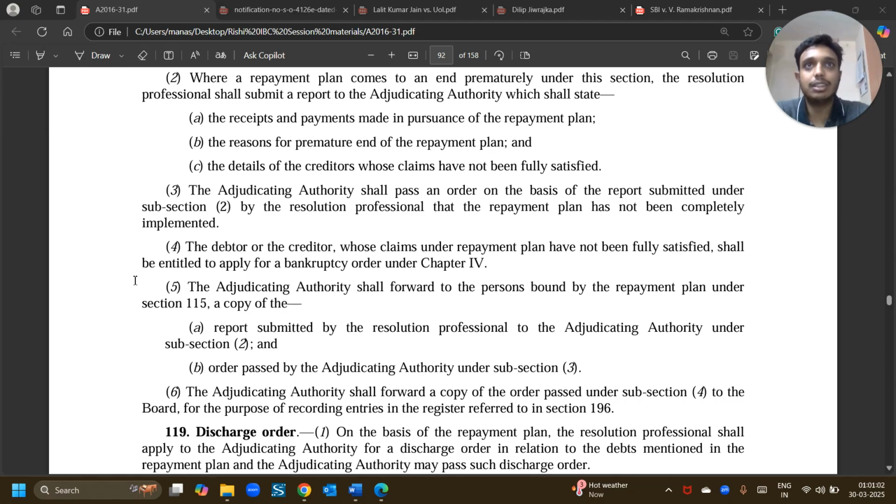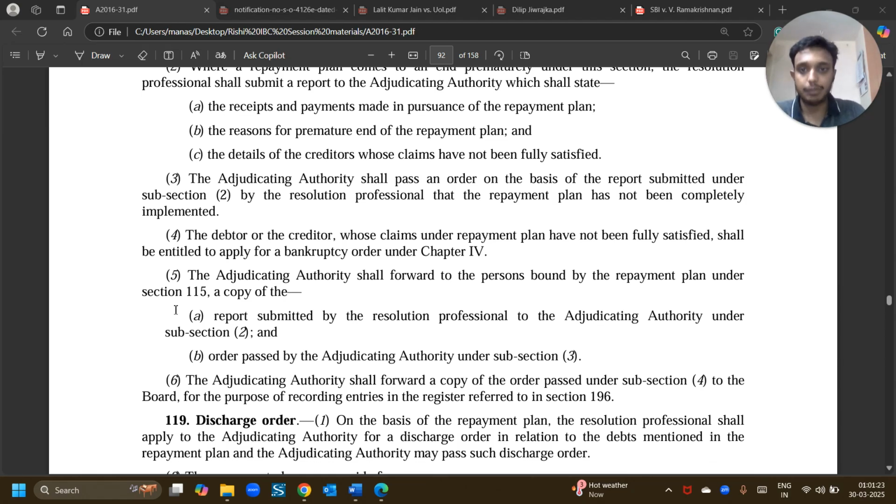authority. Right? So here you can see that the role of the RP with respect to the adjudicating authority is only to keep the adjudicating authority apprised of what is happening. And whatever decision the adjudicating authority takes is based solely on the report of the RP, which in turn might have some consultation with the creditors, but still it is based on the report of the RP.